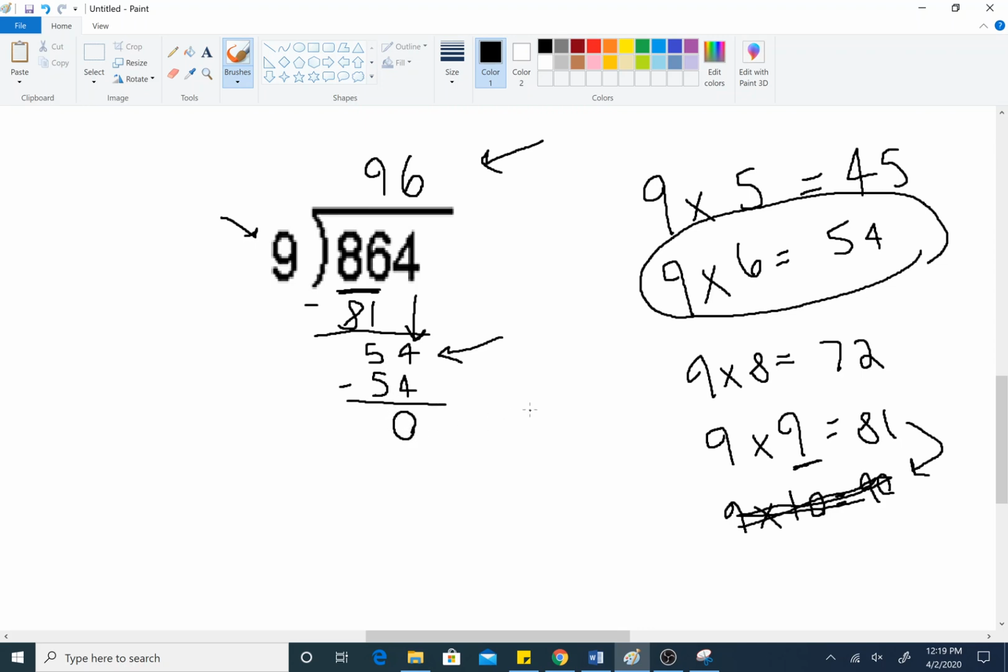Then I ask myself, am I done, right? I have 0 left, and the answer is yes, you are done. Because if you have nothing else left, you have no remainders, that means 9 goes into 864 96 times, okay? So using your steps here, make sure you can go look back at your model to really help you out.